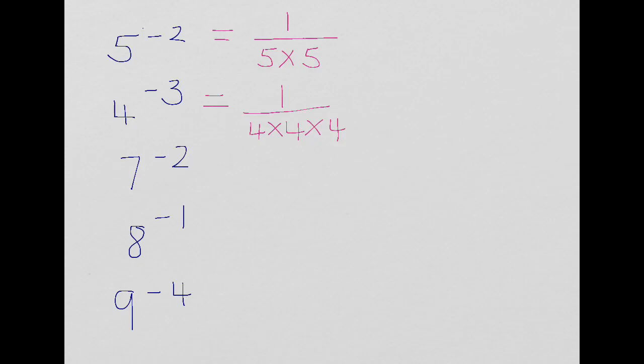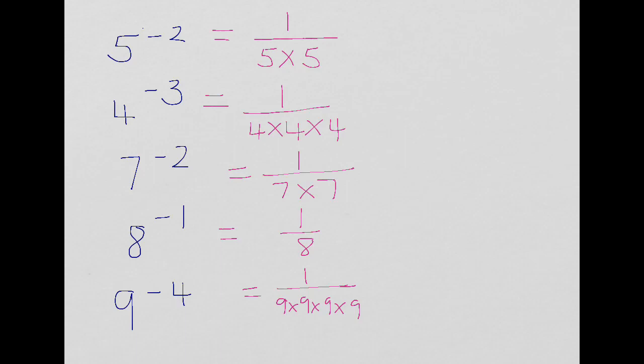Next one, 7 to the negative 2, so it's that negative again, so it's 1 over 7 multiplied by 7. 8 to the negative 1, so it's that negative again, 1/8. 9 to the negative 4, negative again. I have to really keep thinking that negative, what does it mean? What does it mean for my calculation there?